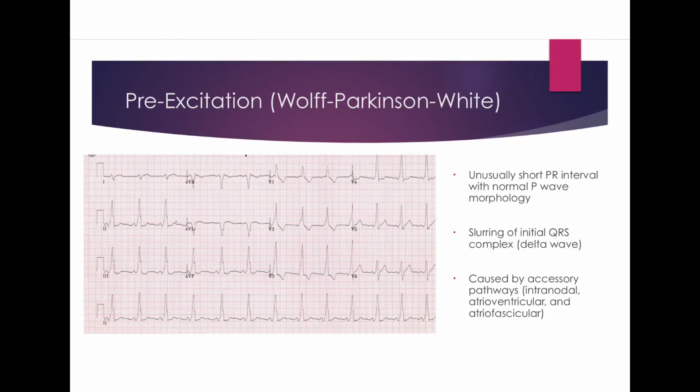In this case, based on the morphology of the delta wave, positive in all the precordial leads, with a net positive QRS complex in V1, we can say that this is a type A WPW, which indicates that the accessory pathway is in the left side of the heart.